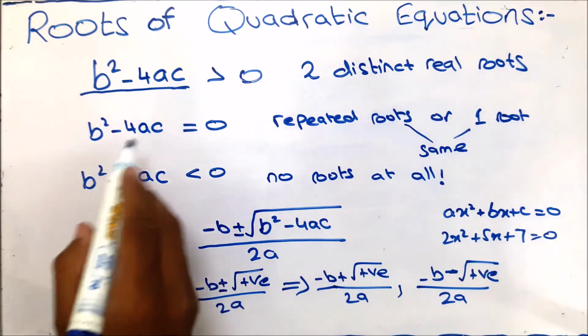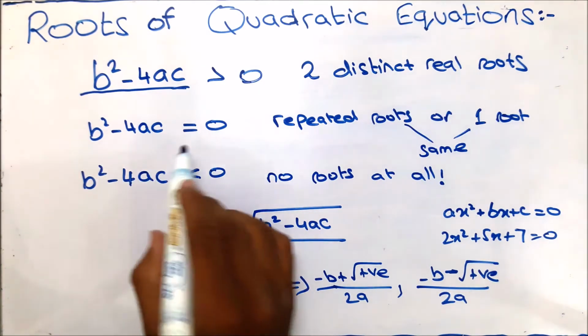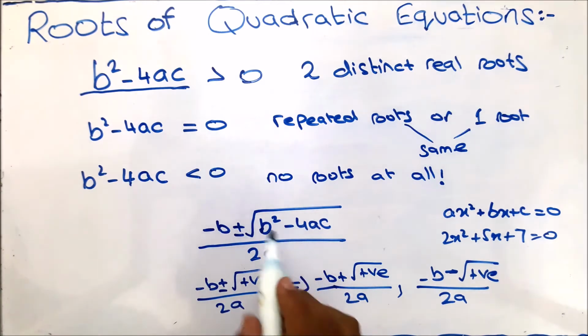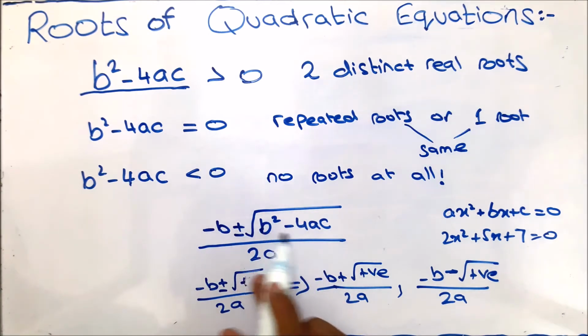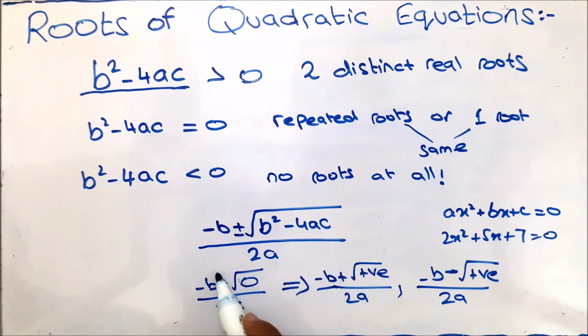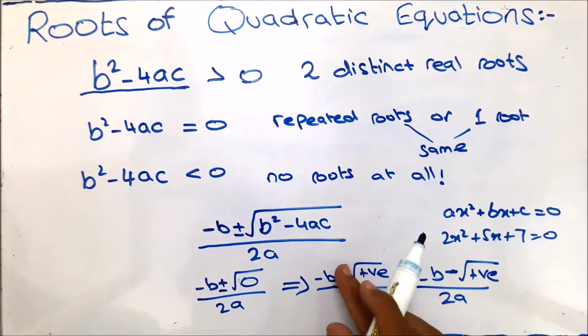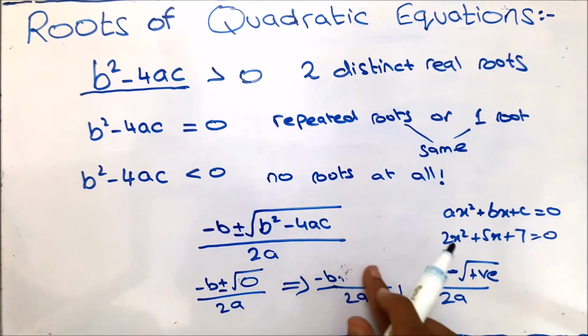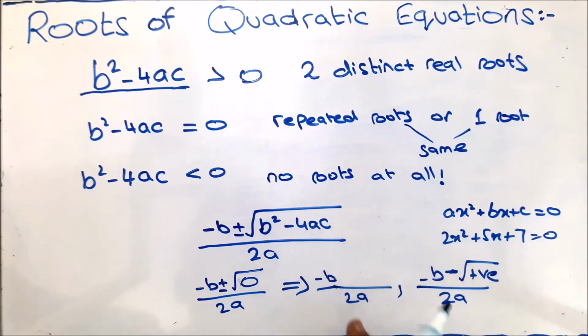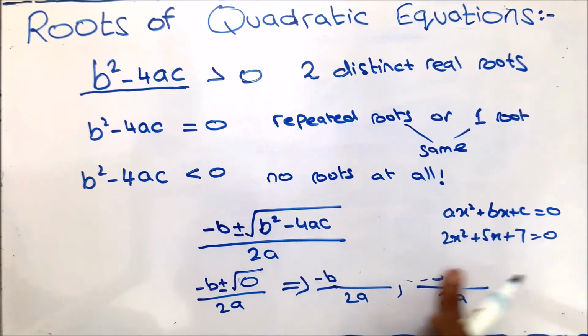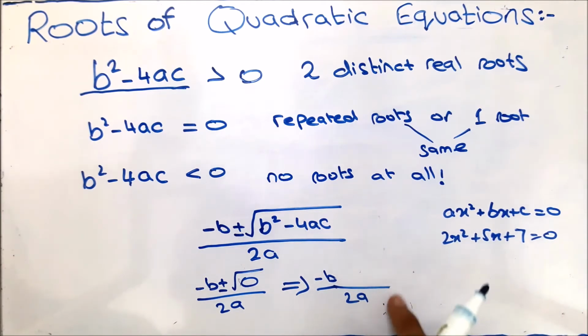So what happens when this is equal to 0? Whenever this thing becomes 0, the whole square root becomes 0. And plus 0 and minus 0 are the same thing. There are no two answers. We are only left with this thing, minus b divided by 2a. We do not have anything else.